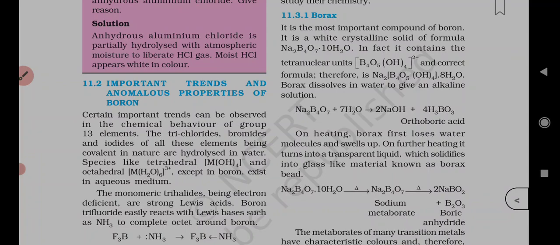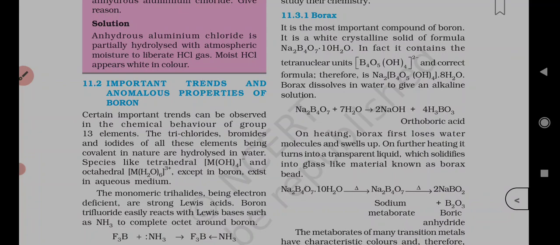Now let's talk about orthoboric acid. Orthoboric acid is H3BO3. It's a white crystalline solid with a soapy touch. It is sparingly soluble in water but highly soluble in hot water. It can be prepared by acidifying an aqueous solution of borax.